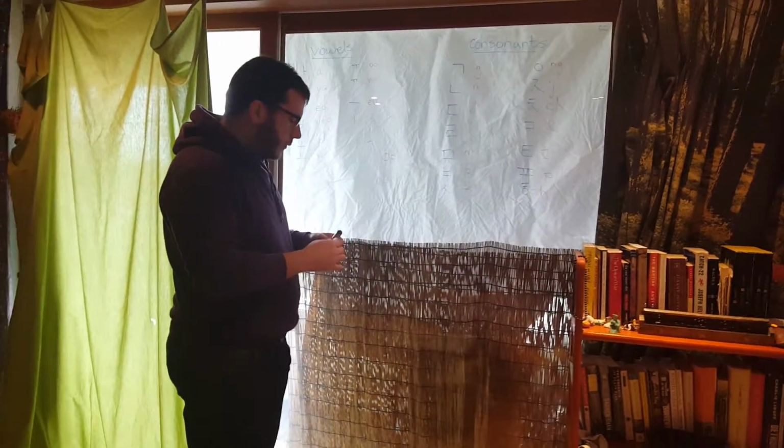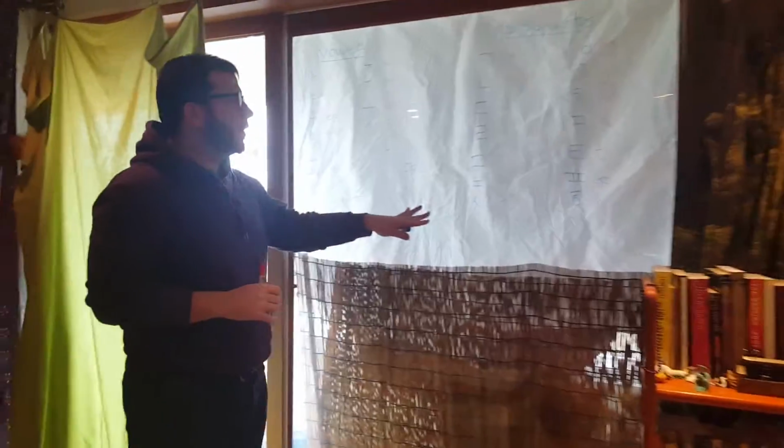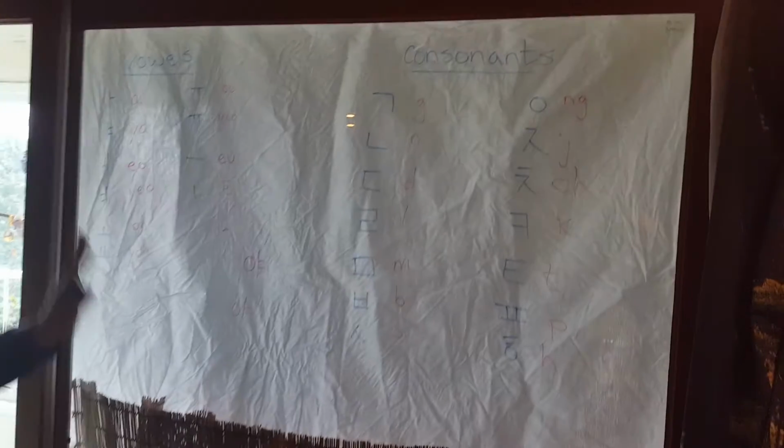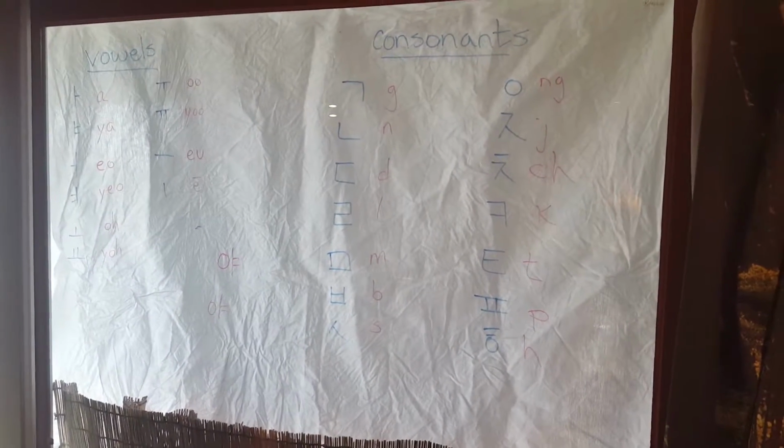So, those are the basic vowels and consonants. There's a couple more consonants and a couple more vowels, but we're just going to cover the basics today.